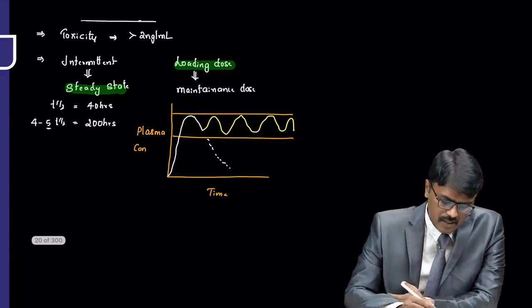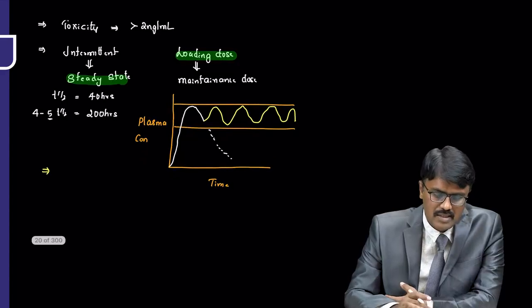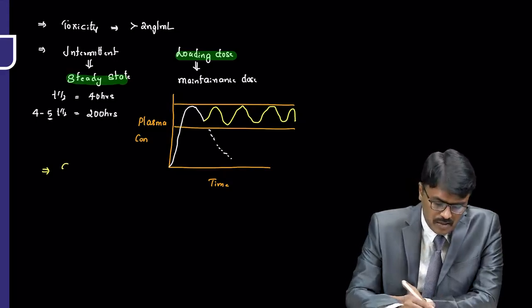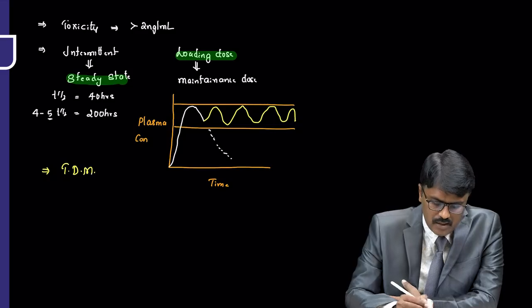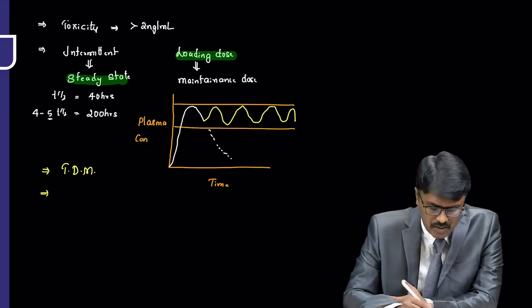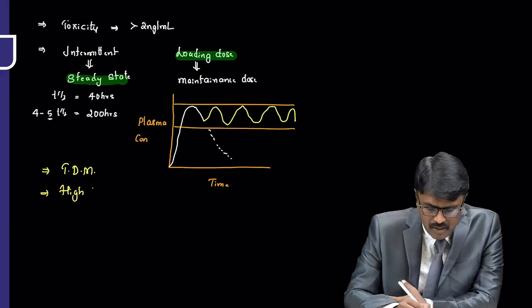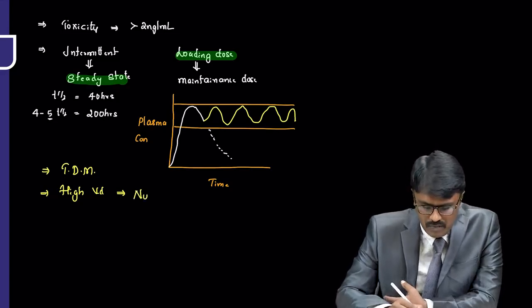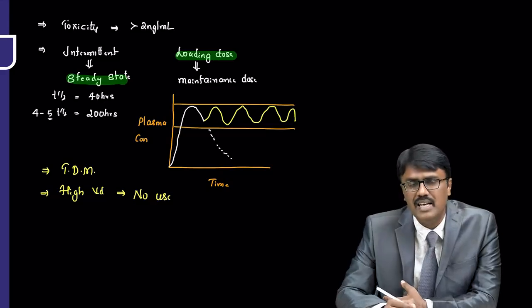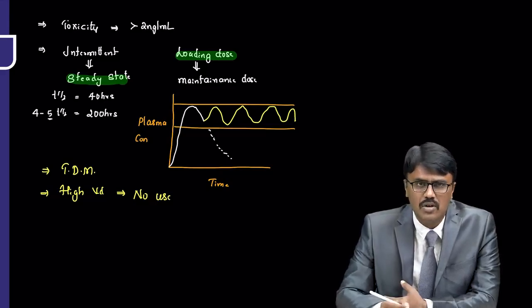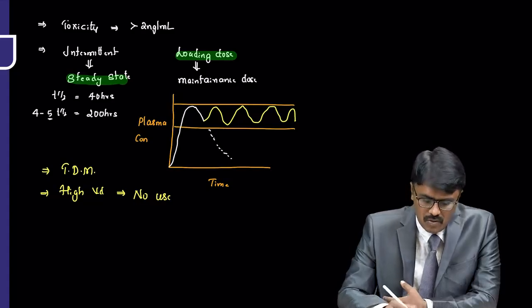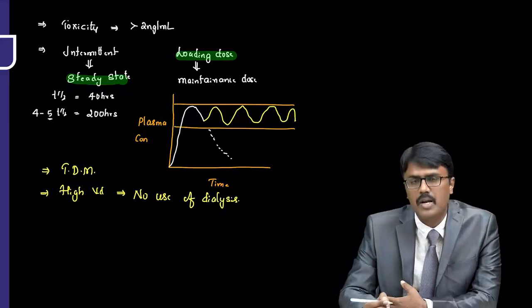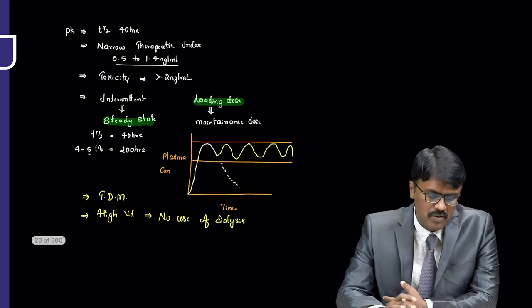Another important point for general pharmacology, you just want to correlate. Since the drug has a narrow therapeutic index, should we do therapeutic drug monitoring? Yes. It requires therapeutic drug monitoring. And it also has a high volume of distribution. If the drug has a high volume of distribution, can we do dialysis? No. So if there is poisoning, digoxin toxicity, there is no use of dialysis because it has a high volume of distribution. So these are the important points you need to understand.